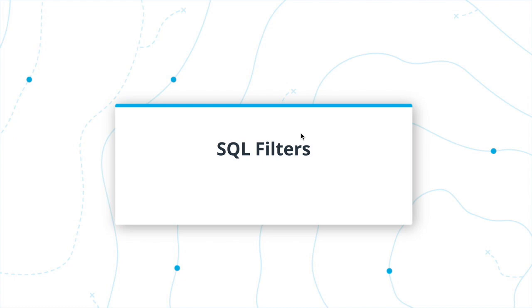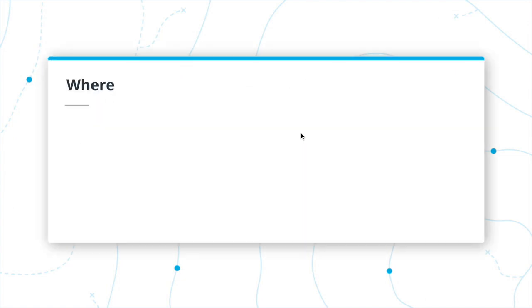In the last video, we used the word where to refine some of our CRUD queries. Now, where is actually a special type of Postgres word known as a filter. In this video, we'll take a short tour through some of the other SQL filter words. We'll start with the where filter.